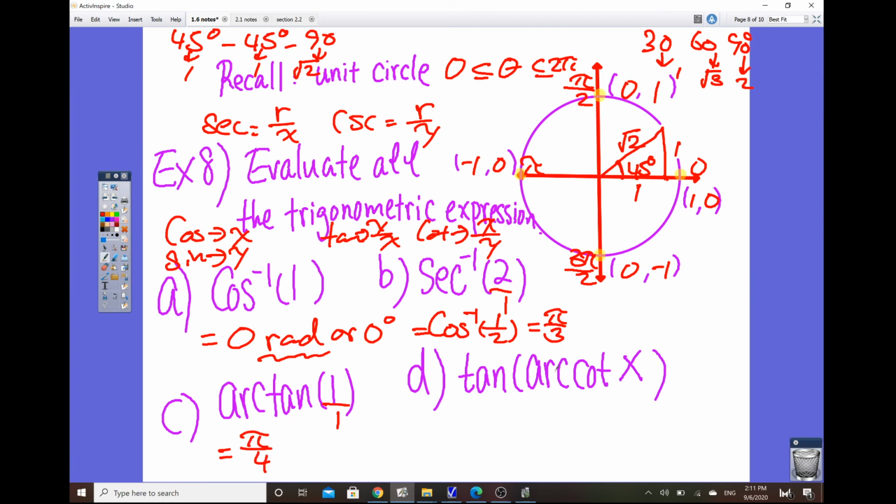And then what about something like tangent or cotangent of x? So let's just put in analysis. For that ratio, x is considered x over 1. So again, with the unit circle, we do have x over 1 in the first quadrant. So again, I need to erase all this.